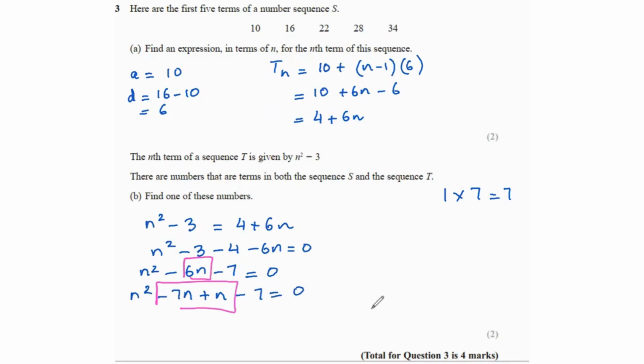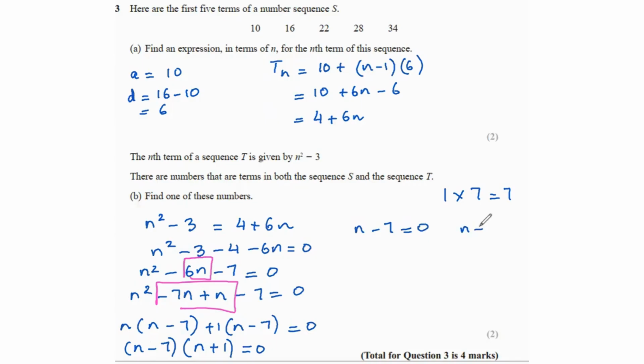Now we split the equation into two groups and factor by grouping. So the first two terms make one group and the last two terms make another group. In the first group, we have n common. So n outside and n minus 7 in the bracket. And in the last two terms, we have plus 1 common. So plus 1 times bracket n minus 7 equals 0. Between n and plus 1, we have n minus 7 common. So n plus 1 comes in the other bracket. n minus 7 equals 0, n plus 1 equals 0. One value of n is 7 and the other is negative 1.